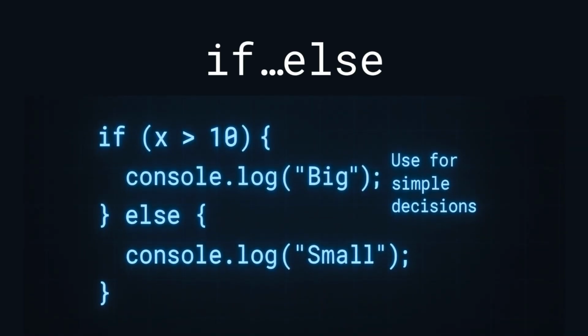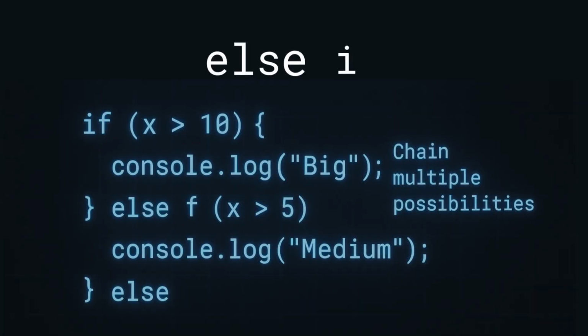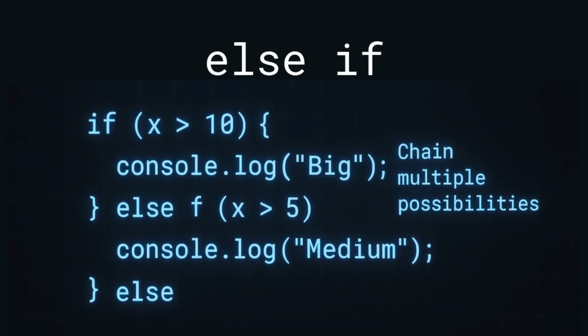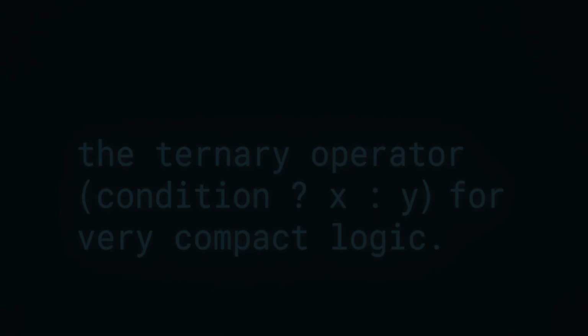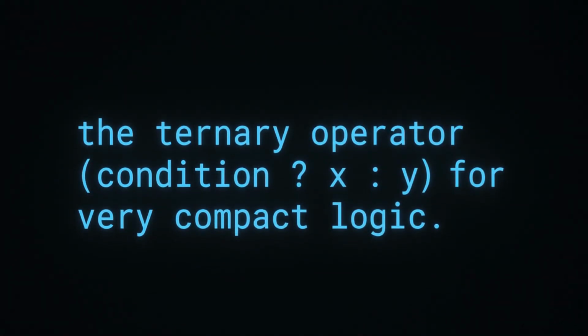Let's recap the main tools for flow control. If-else for simple decisions, else-if to chain multiple possibilities, switch when you test many literal values, the ternary operator, condition ? X : Y, for very compact logic.